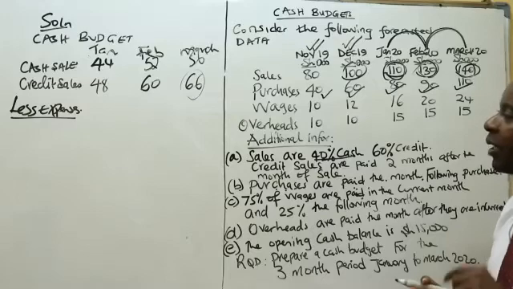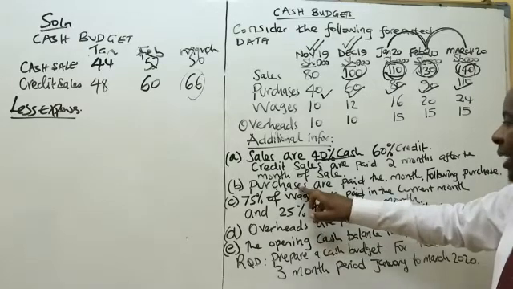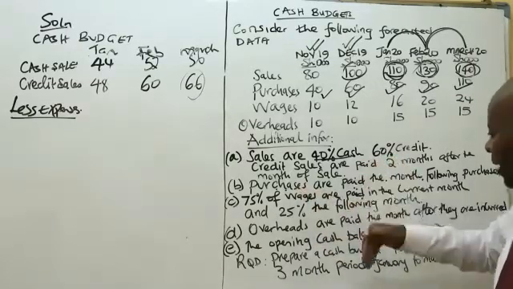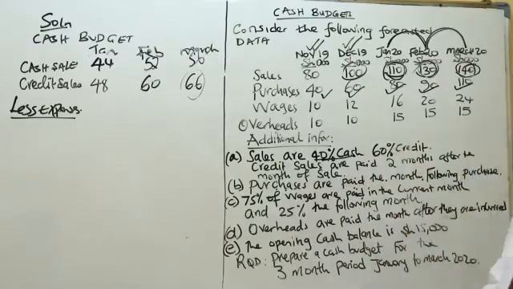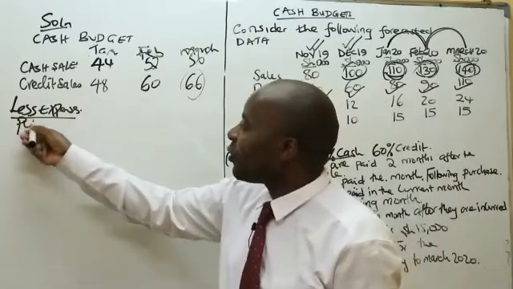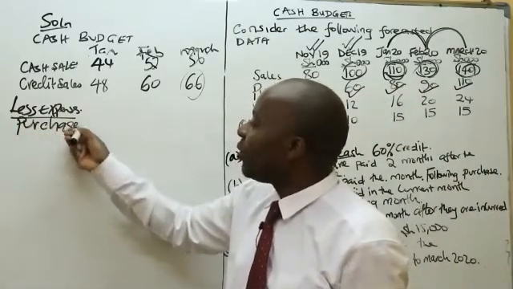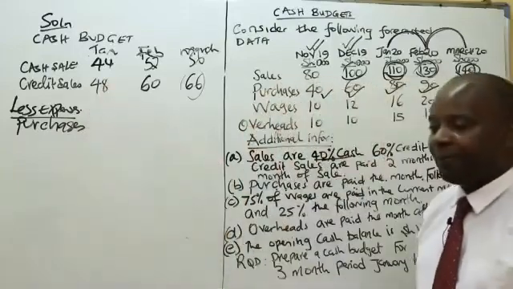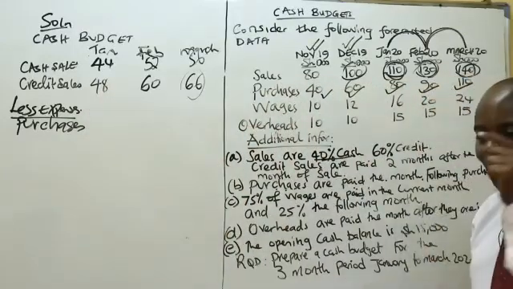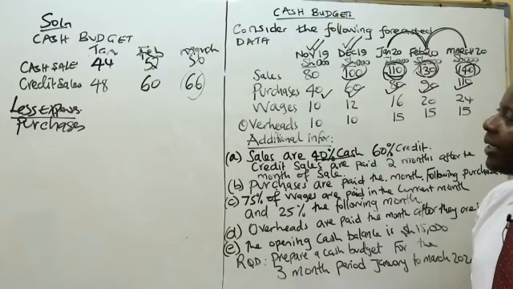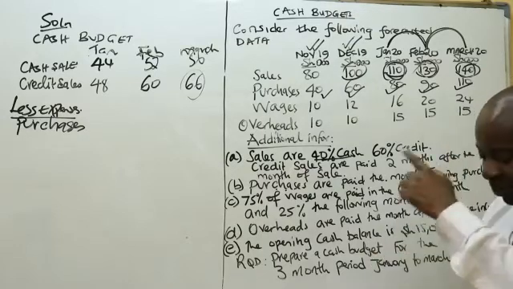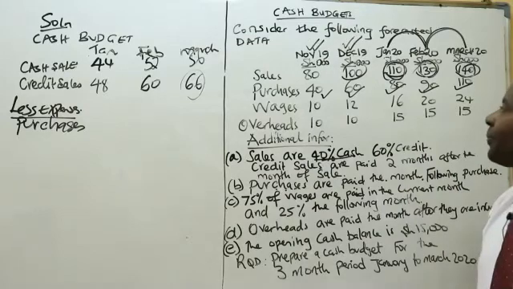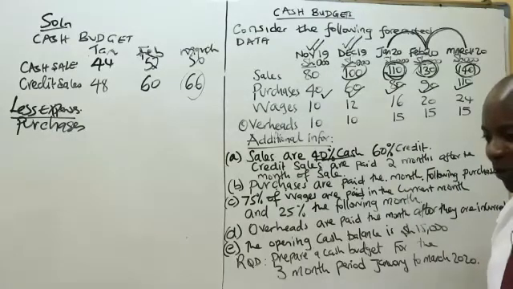Now, ladies and gentlemen, look at these expenses. What are they telling us about purchases? Purchases are paid the month following the month of purchase. Can somebody tell me, in terms of purchases, how much do you think I will book in the month of January? What figure do you think I will put in January? Somebody talk to me. Under January, I'm waiting to hear from you.